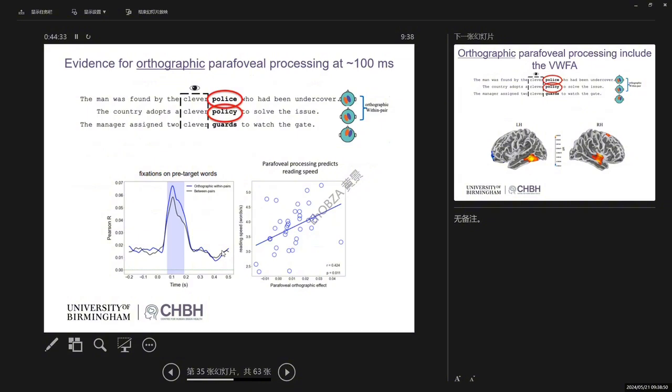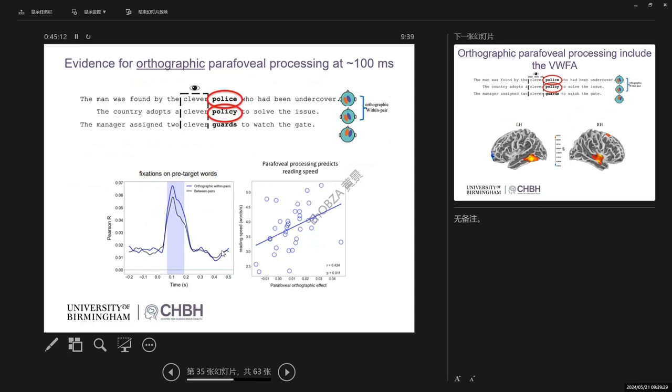And what you should appreciate here is that about 100 milliseconds in, when fixating on the word clever, we see a fingerprint of orthographic processing, because correlations are higher for within pairs than between pairs, sort of within orthographic pairs like police and policy, right? And this difference here is robust, and we see it, as I mentioned, about 90 to 100 milliseconds in. So this is evidence for words being processed in the parafovea at the orthographic level, right?